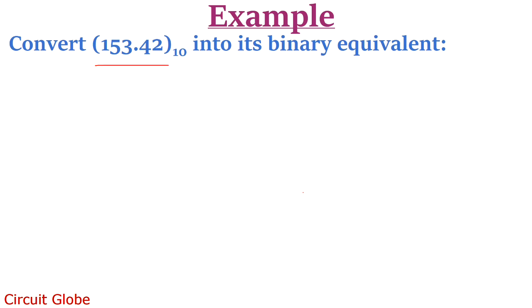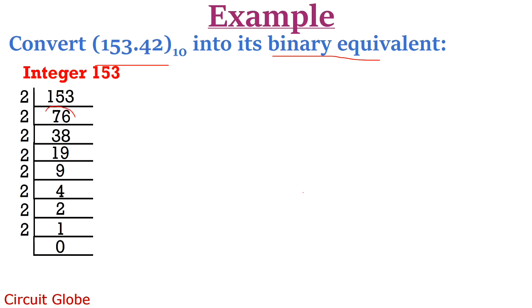Now consider one more example consisting of an integer as well as a fractional decimal value. So suppose the decimal value is 153.42 and we have to convert it into binary equivalent. So here the integer 153 will be solved separately by continuous division by 2, also known as the double method, like we have discussed in the first example. Initially when 153 is divided by 2, we get 76 as the quotient and 1 as the remainder. Now moving further, when this 76 is divided by 2 again, we get 38 as the next quotient and 0 as the remainder, as 76 is completely divisible by 2.